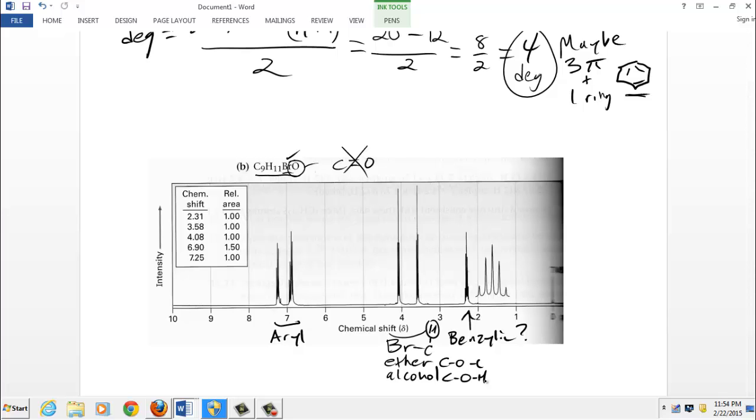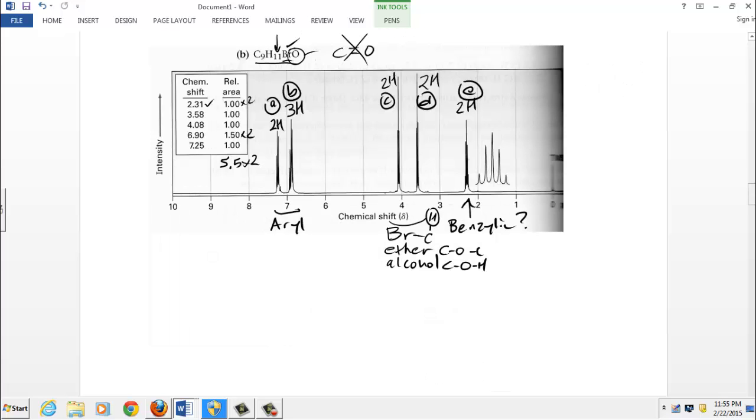Let's look at integration next. Adding them up, we get 5.5, but the total number is 11, and so we're off by a factor of 2. And the peak at 2.3, this one right here, really is 2 hydrogens, 3.58, 2 hydrogens, 4.08, 2 hydrogens. This one at 6.9 is 3 hydrogens, 1.5 times 2. And then we have this peak here, 2 hydrogens. And I'm going to go ahead and label these A through E. Okay, let's look at the splitting.